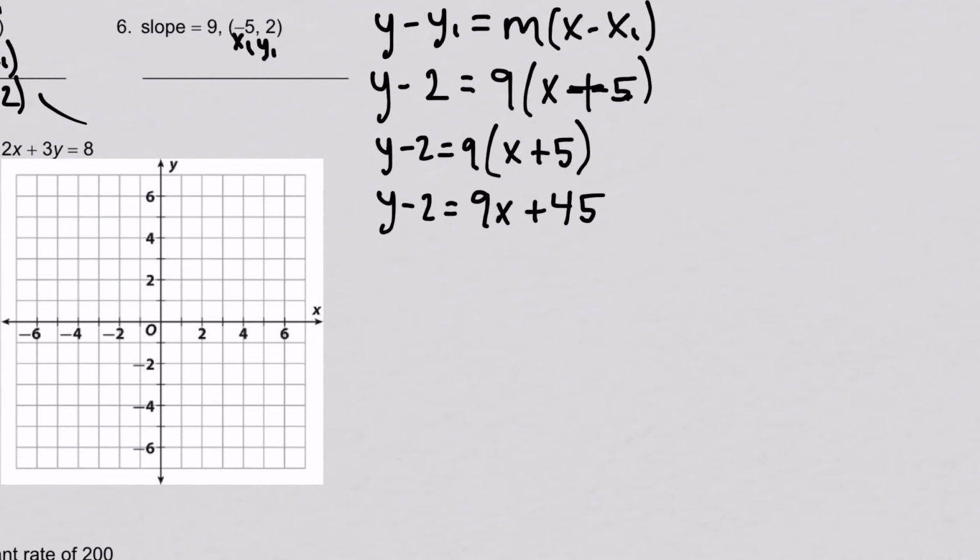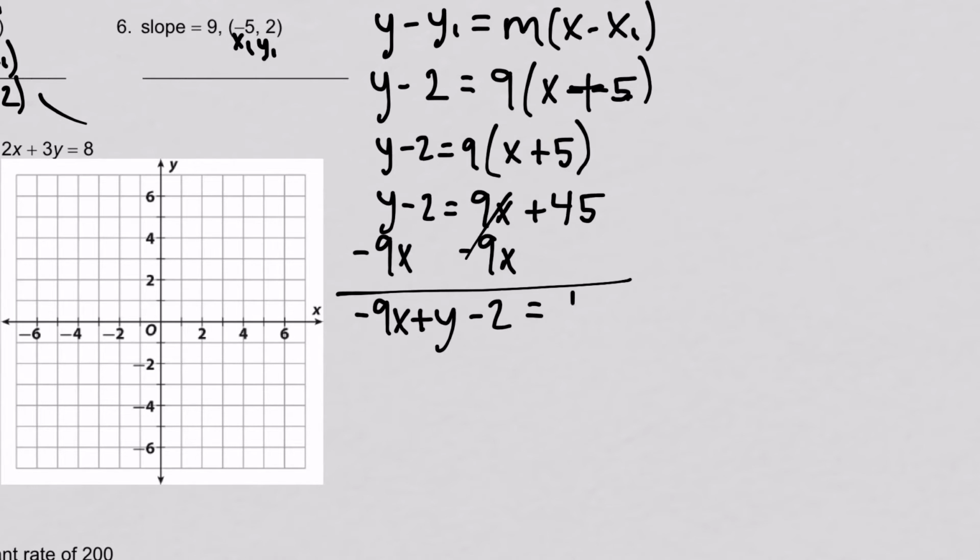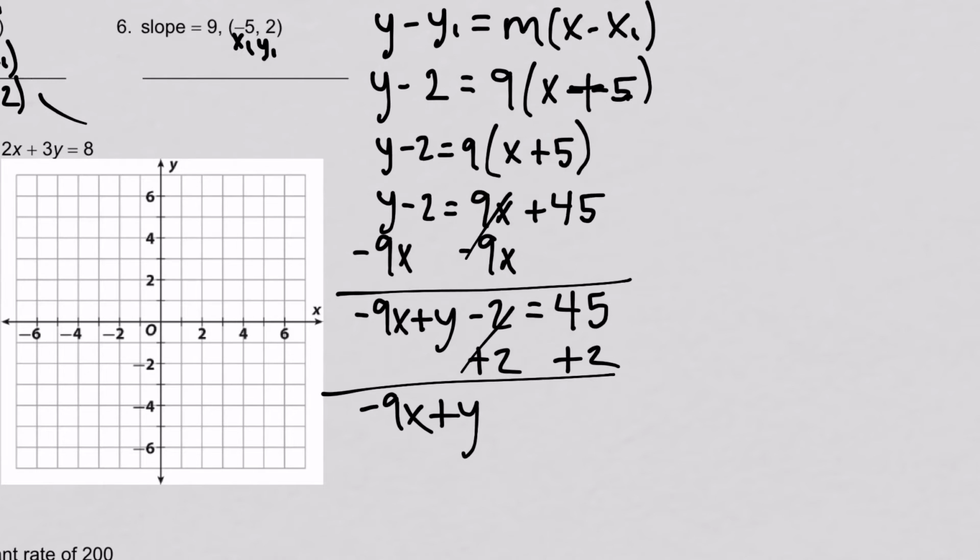Then I'm going to put the x and the y together in standard form. They want to be together, right? And nothing else next to them. So I'm going to move the 9x by subtracting it. So I get negative 9x plus y minus 2 equals 45. Then I'm going to add 2 to both sides. So I have negative 9x plus y equals 47.